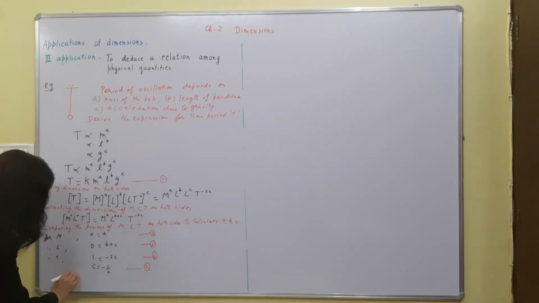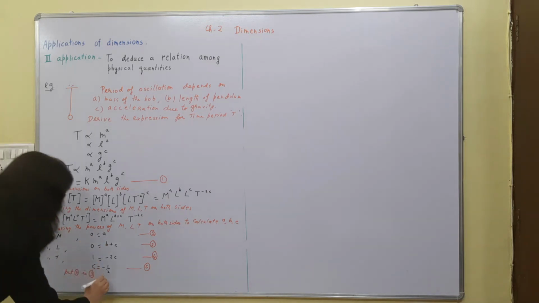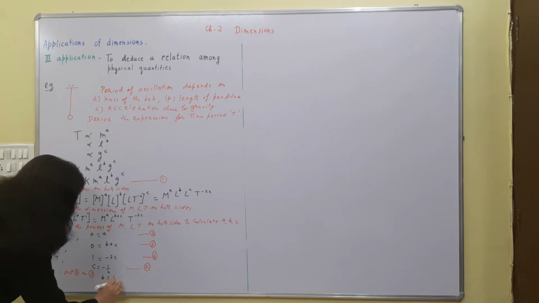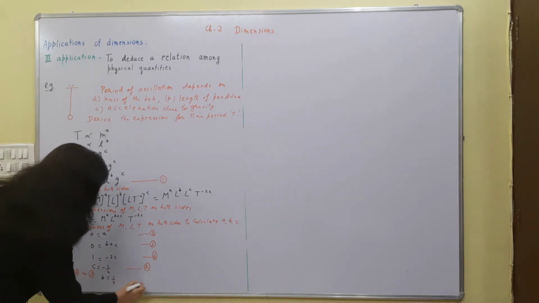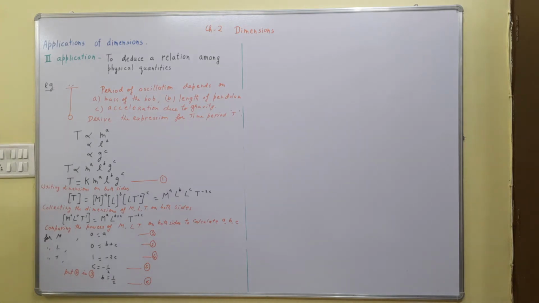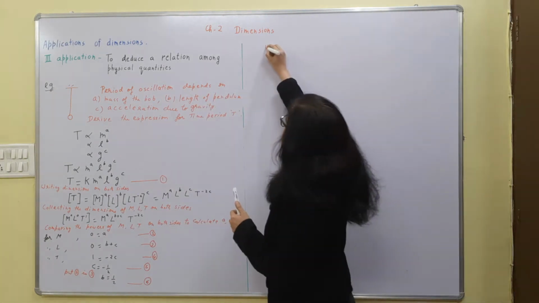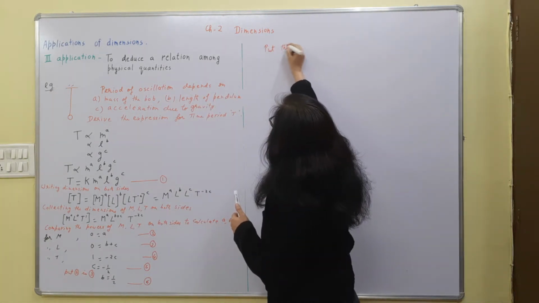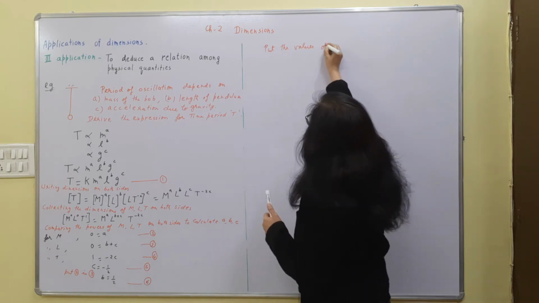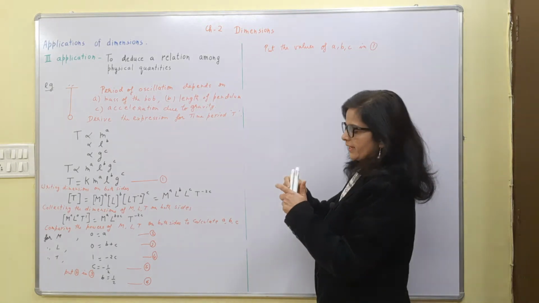Let's mark this as 5. So put 5 in 3. What will we get? c is minus 1 by 2. So b is 1 by 2. Now this is 6. Put the values of a, b and c in 1. What will we get?